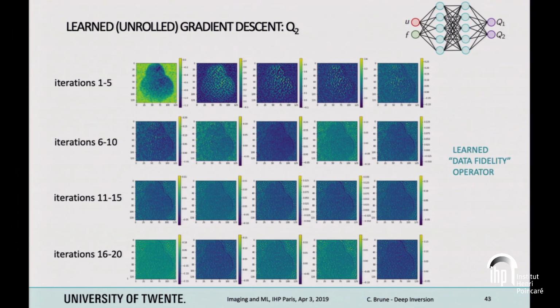And these are now the learned operators per iteration. So you see that it first learns in the data fidelity the underlying noise, with different levels of noise in the foreground and in the background. And at the end, the underlying Q function is very much resembling the residual.